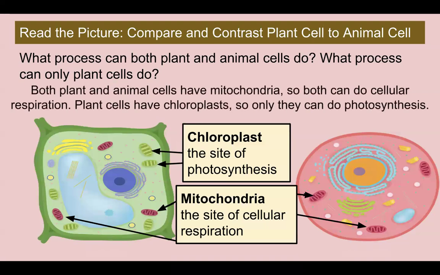Both plant and animal cells have mitochondria, so both can do cellular respiration. Plant cells have chloroplasts, though, so plant cells can do photosynthesis. So animal cells cannot do photosynthesis.